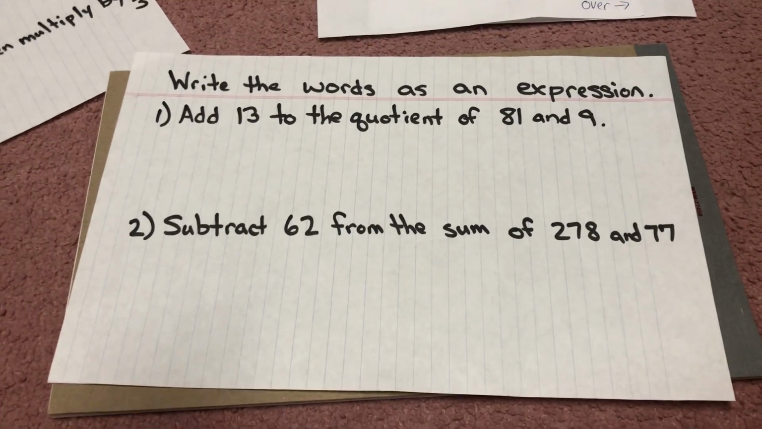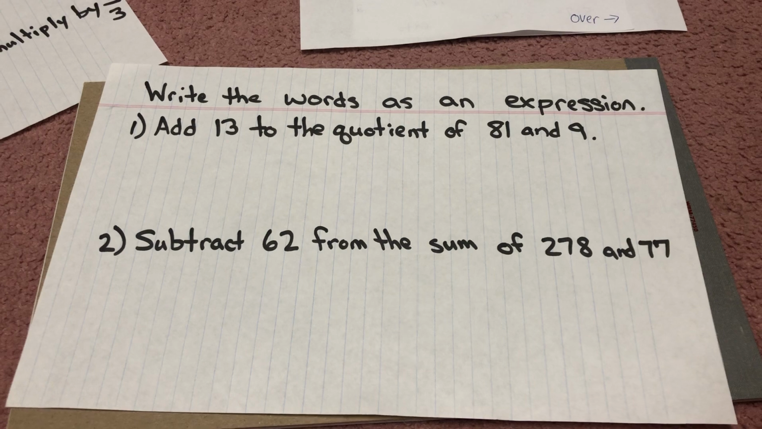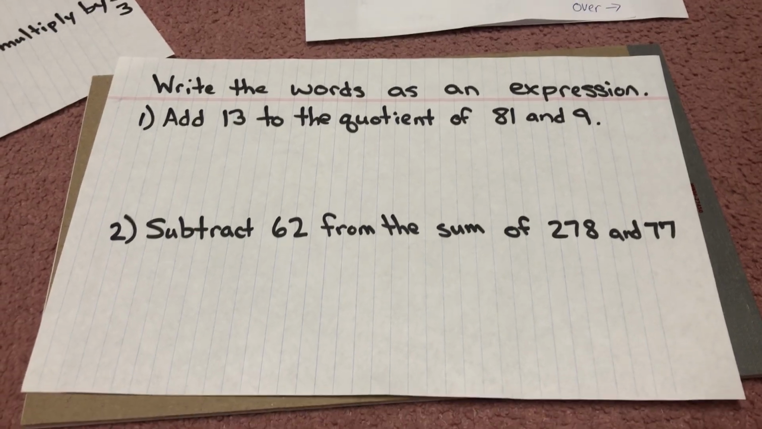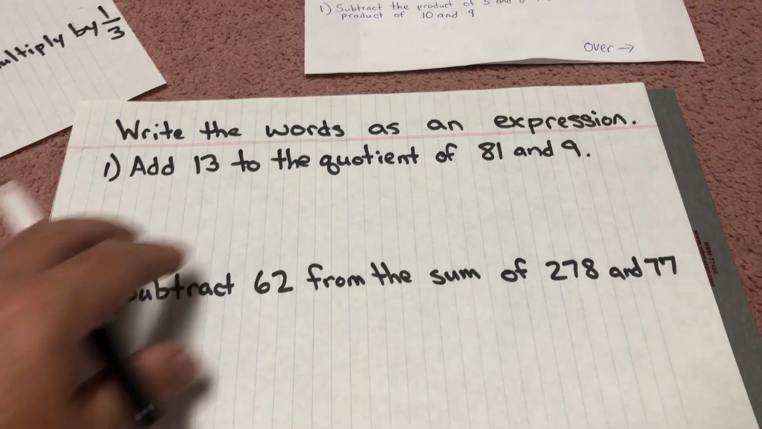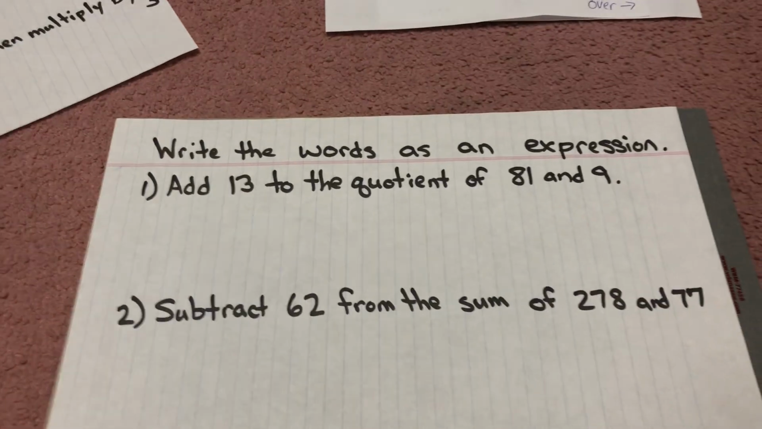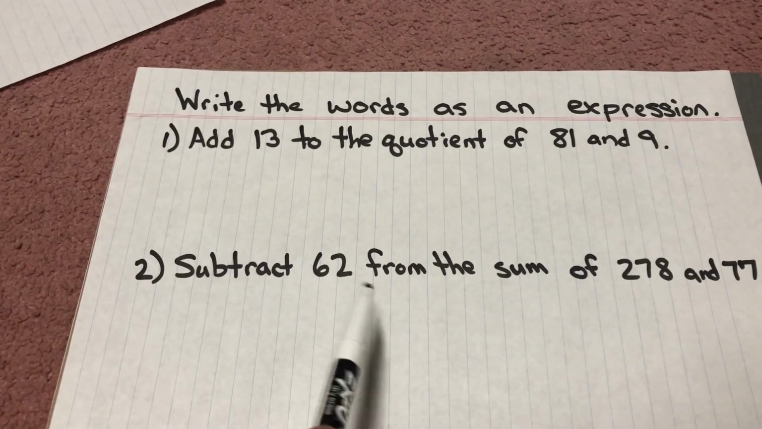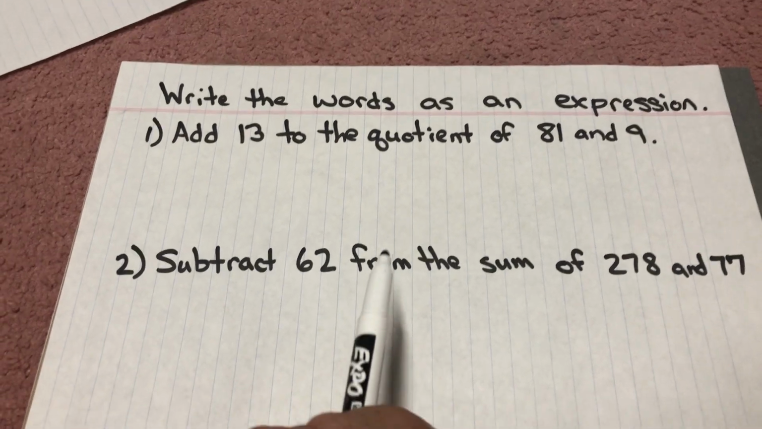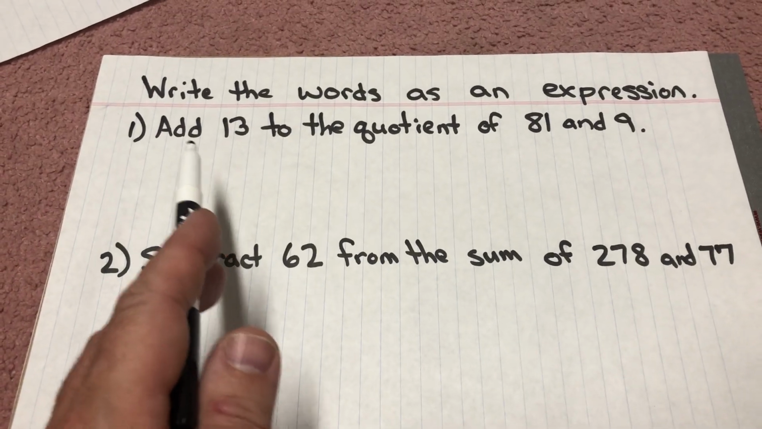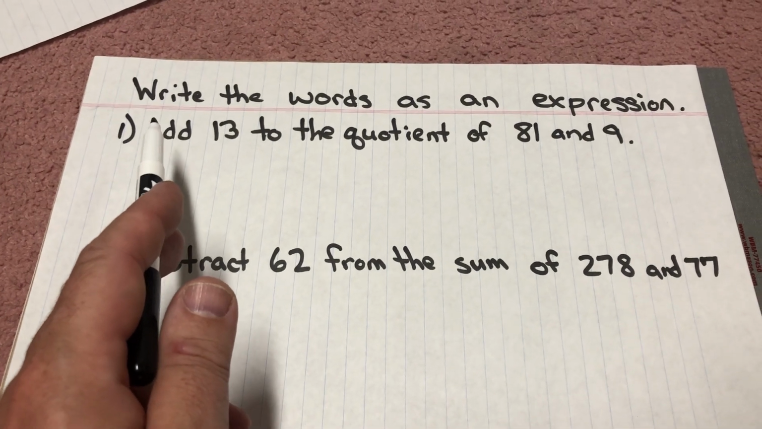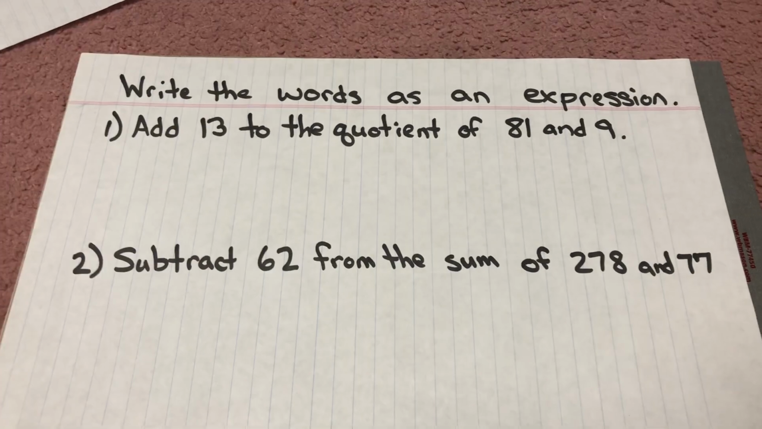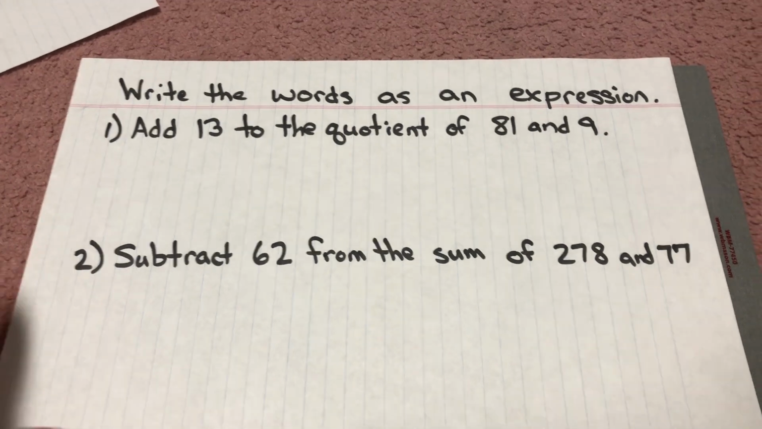All right, hello, fifth graders. We are moving on here in chapter 2. Today, specifically looking at lesson 2.3. And we have three different things that we're going to be doing here in this video today and in this lesson at school. And the first part tells us to write the words as an expression.